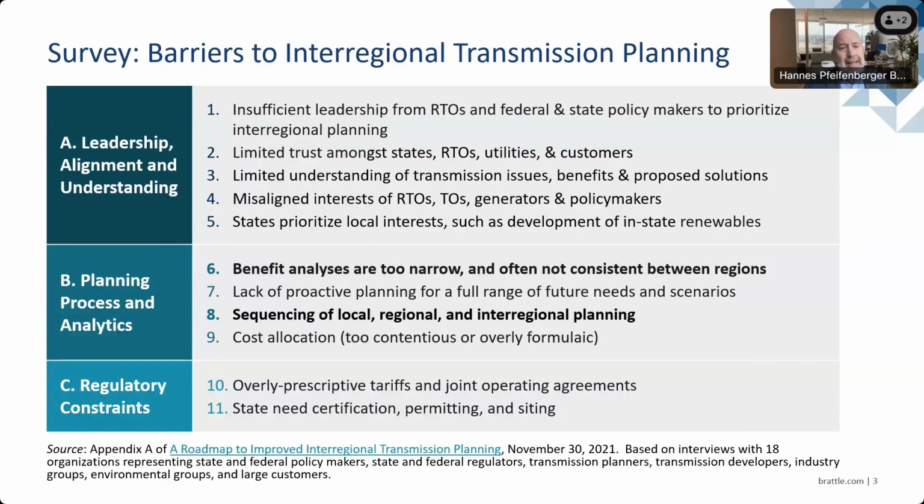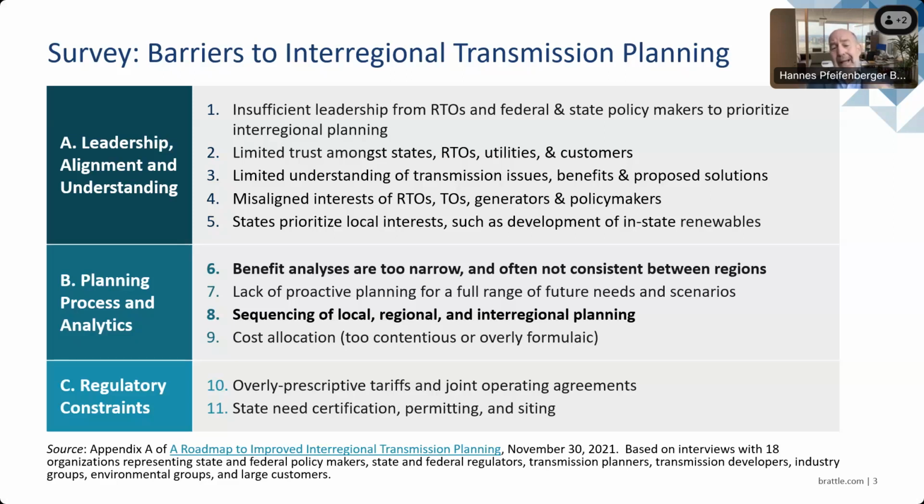When we ask why that is the case, we actually did a survey a couple of years ago of the barriers to interregional transmission. And it's not one thing. It's not permitting. It's not the planning tools. It's not just leadership or public policy requirements. It's really all of the above. What we found was almost a dozen distinct barriers to interregional transmission that we grouped into three categories. One is leadership, alignment, and understanding. There's often insufficient leadership from the system planners, the states. There's limited understanding of how transmission plays a role in reducing customer costs and creating a reliable grid.